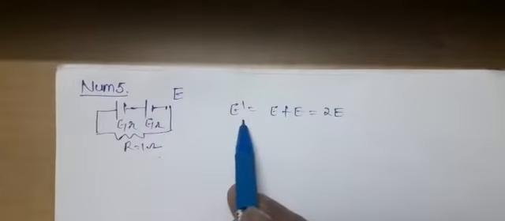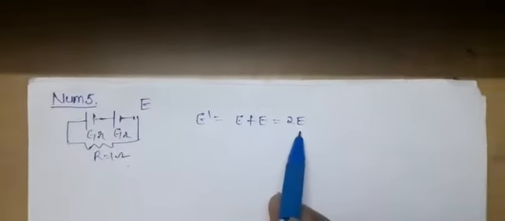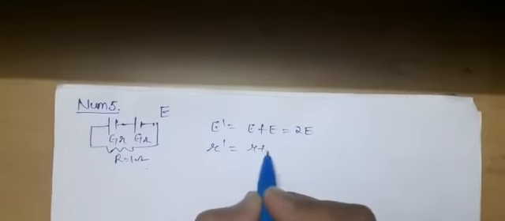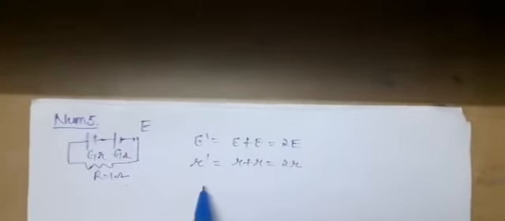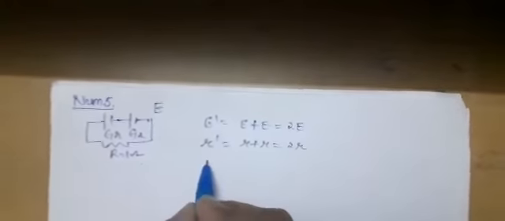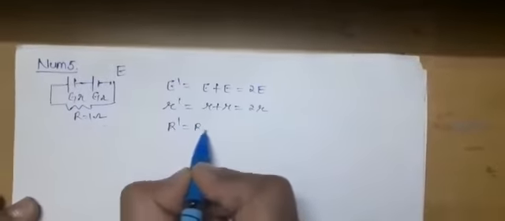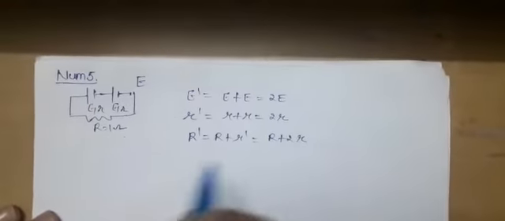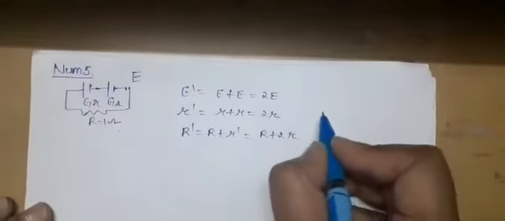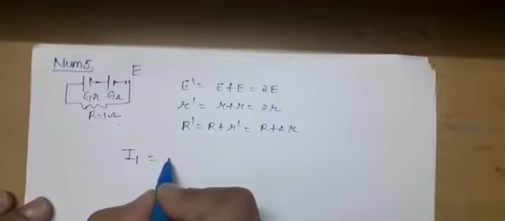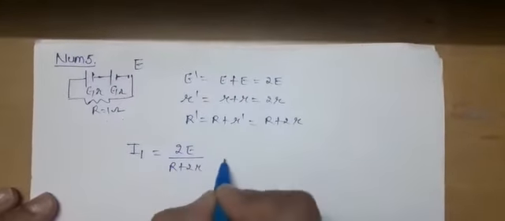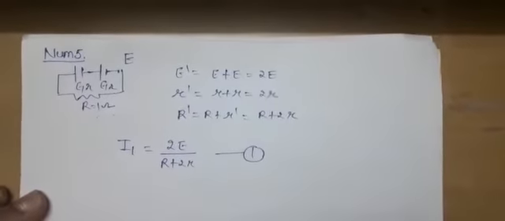so the combined EMF is E plus E, that is 2E. And what will be the total internal resistance? It will be r plus r, that is 2r. As a load resistance is also connected, the total resistance will be R plus R dash, that is R plus 2r. So for this circuit, what will be the current flowing? Let it be I1. It will be 2E upon R plus 2r. Let it be equation 1.